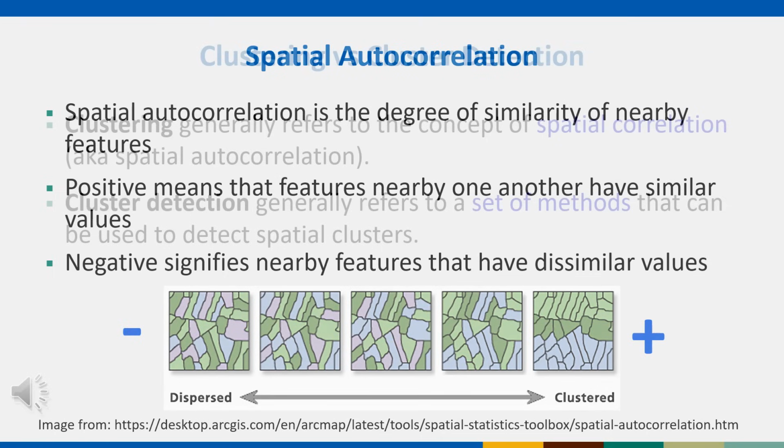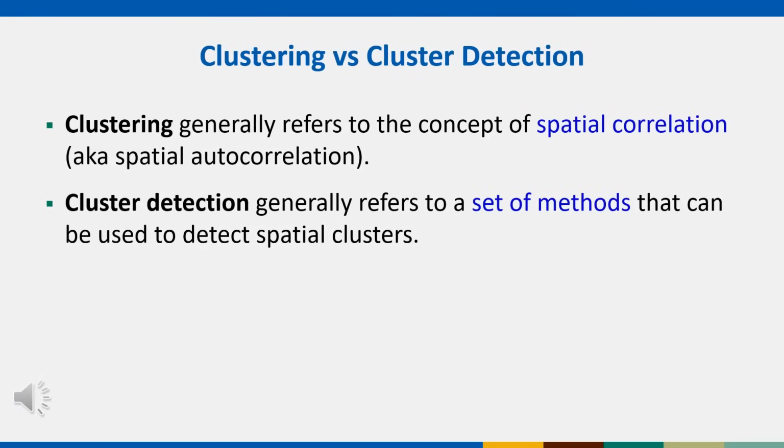Clustering versus Cluster Detection. Clustering generally refers to the concept of spatial correlation, also known as spatial autocorrelation. Cluster detection generally refers to a set of methods that can be used to detect spatial clusters. An important distinction when performing an analysis would be to understand the differences between clustering and cluster detection and what they mean for your analysis.